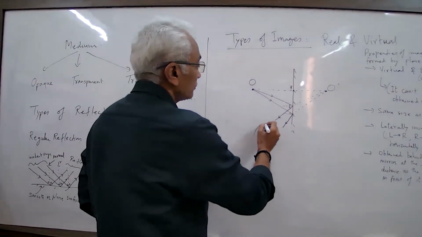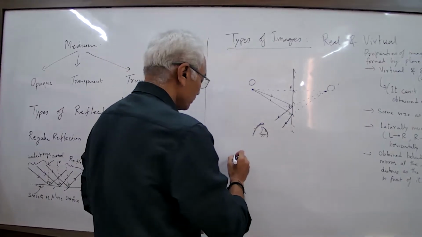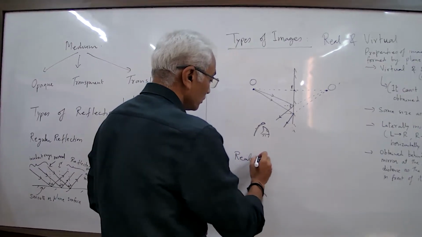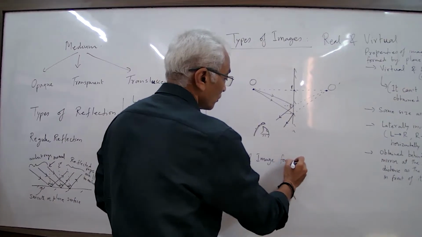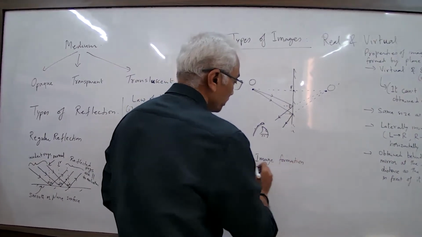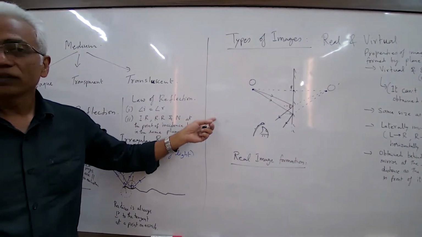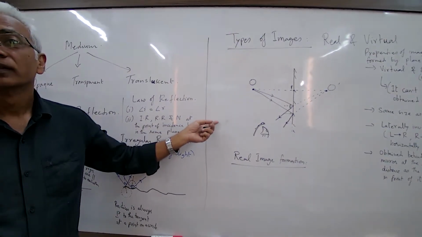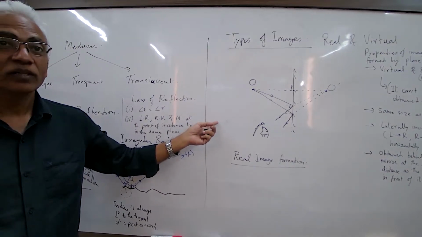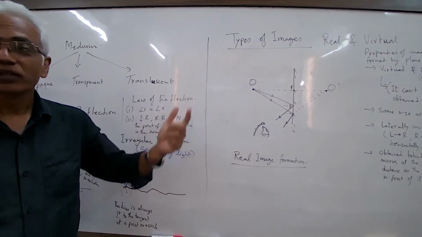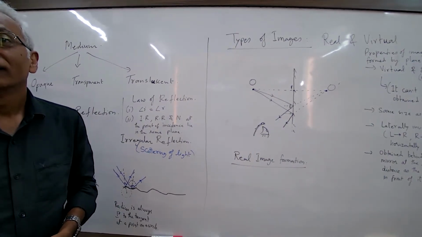Next. Real image. Now, what are the properties of a real image? This you have seen. Have you seen a real image? What is a real image, first of all? It is inverted.